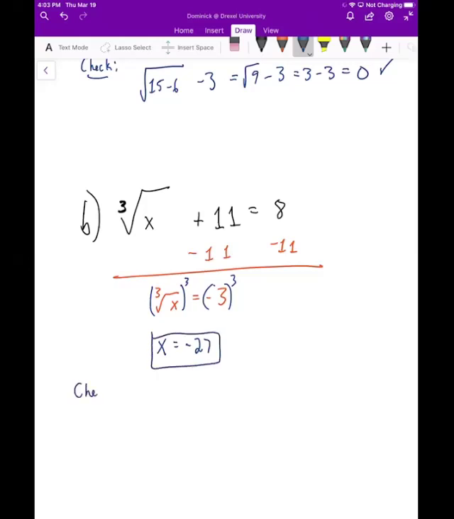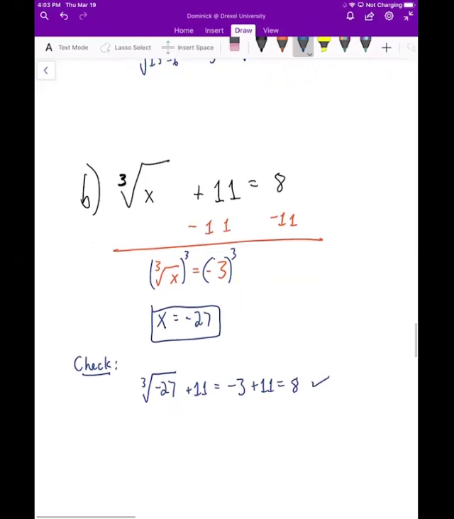And of course, if we check, we get a cube root of negative 27 plus 11. And of course, a cube root of negative 27 is negative 3. And if we add that to 11, we get 8, which of course is what we want. So again, that answer is good. All right, so far so good.